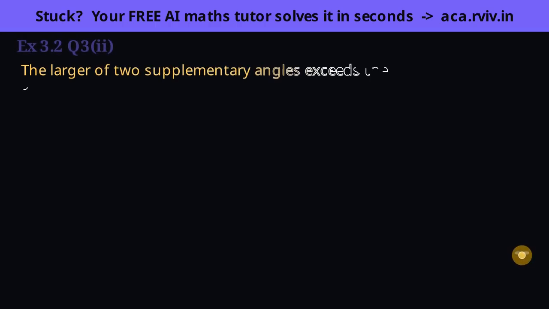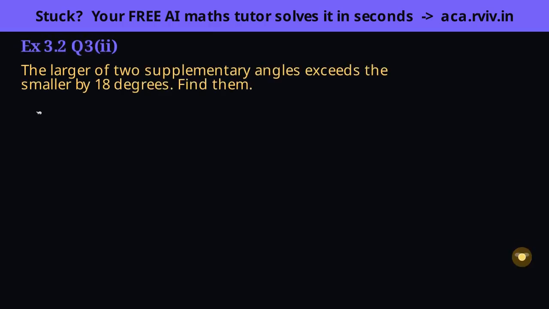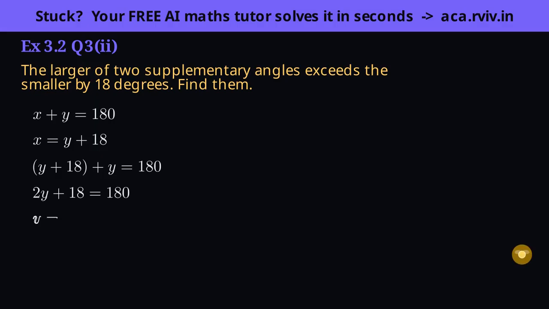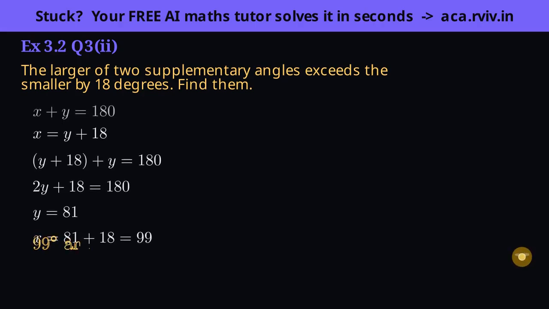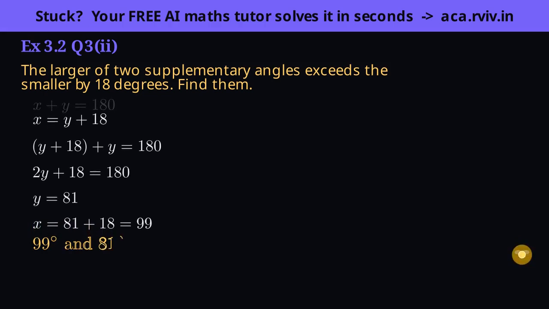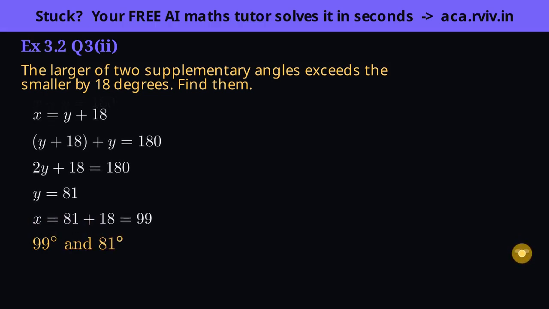Supplementary quietly gives you 180 degrees. Set up: supplementary means the two angles add to 180 degrees. That's our first equation. Larger exceeds smaller by 18. Substitute into the sum equation. Combine like terms. Solve for the smaller angle. Back substitute for the larger. Insight: the word supplementary silently hands you x plus y equals 180. Vocabulary is half the setup.